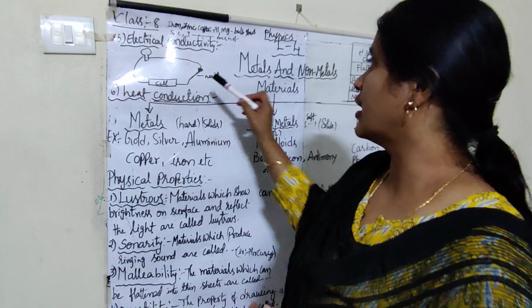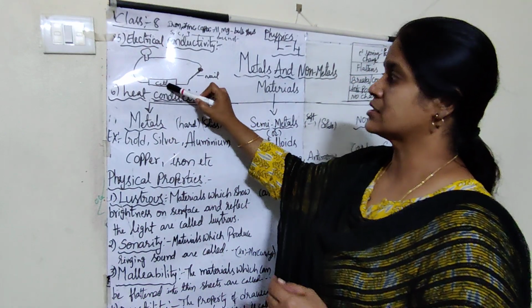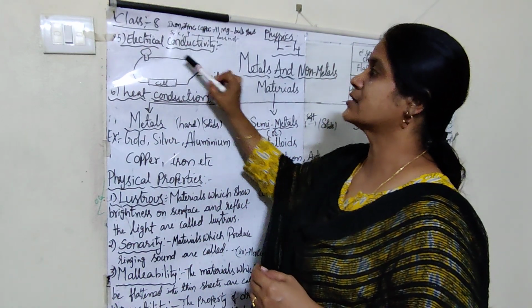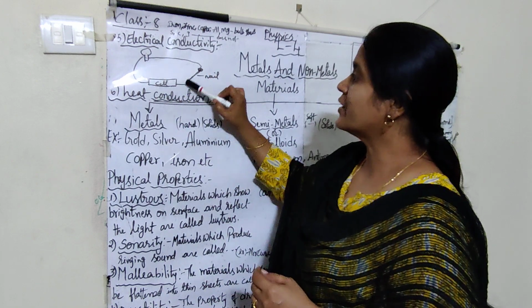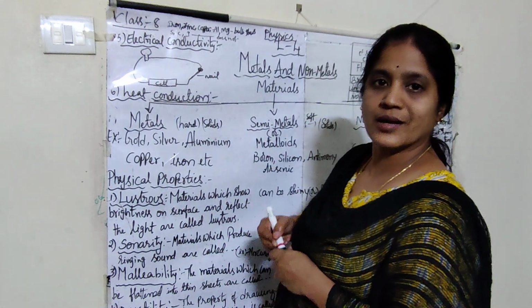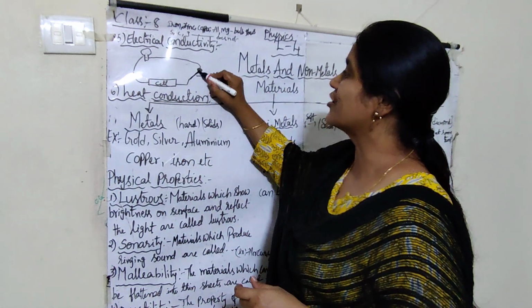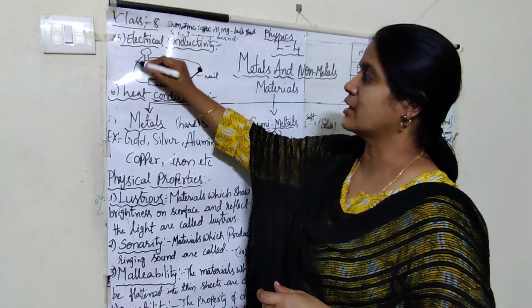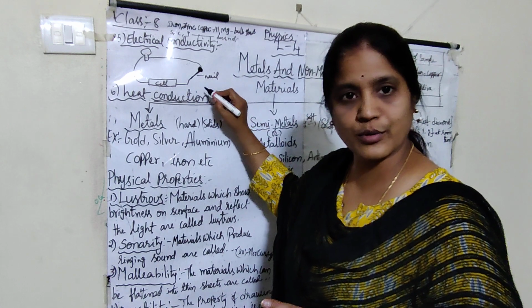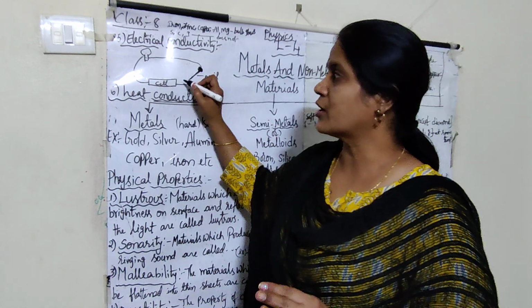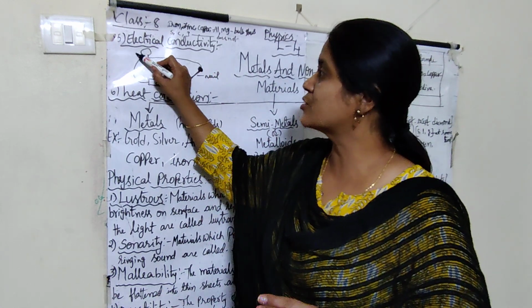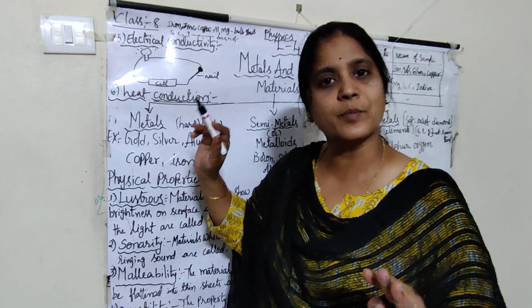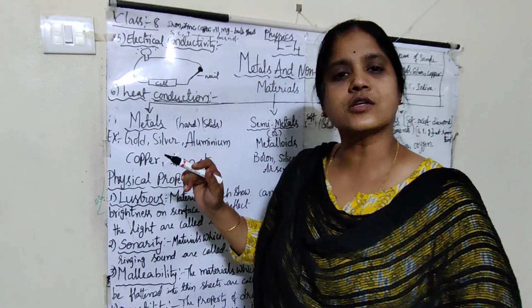Now here I drew this circuit. Take a cell, these are the conducting wires and this is the bulb, and in between these wires you take one iron nail and give connection like this and complete the circuit. And when the circuit is completed, you observe whether the bulb is glowing or not. Obviously the bulb glows. How is it possible?